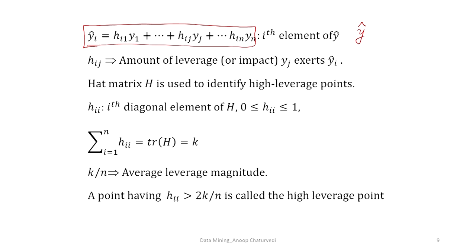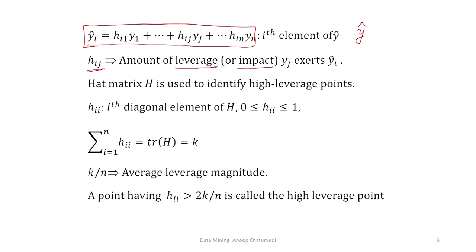Now, from this expression we observe that h_ij gives you the amount of leverage or the impact of y_j exerted on y_i hat. So, this is the impact which y_j has exerted on y_i hat. The hat matrix H is used to identify high leverage points, which points have high leverage on the predicted value of y_i.